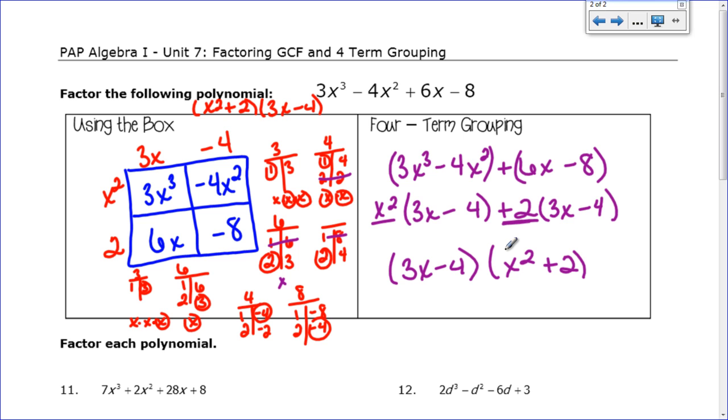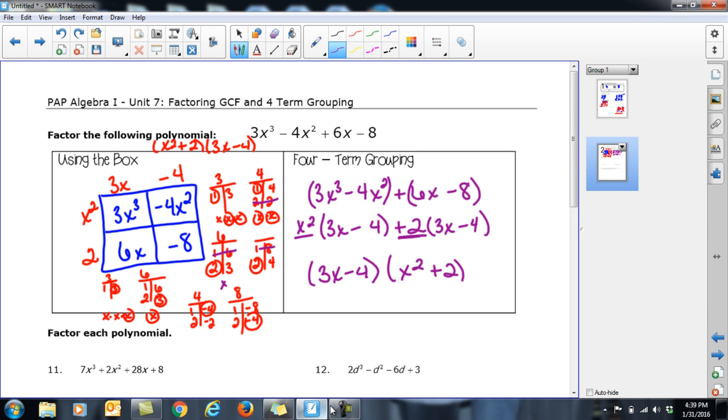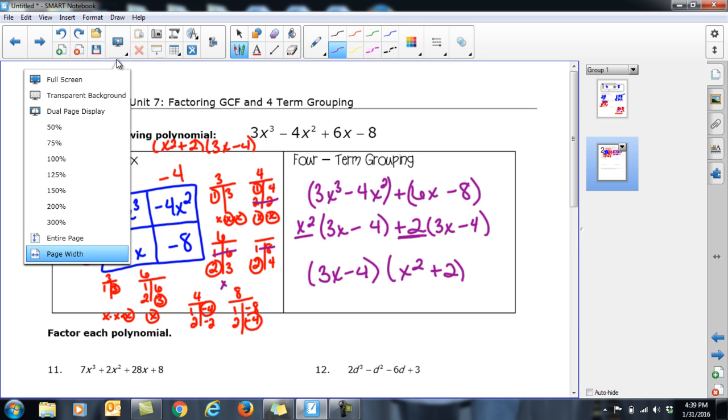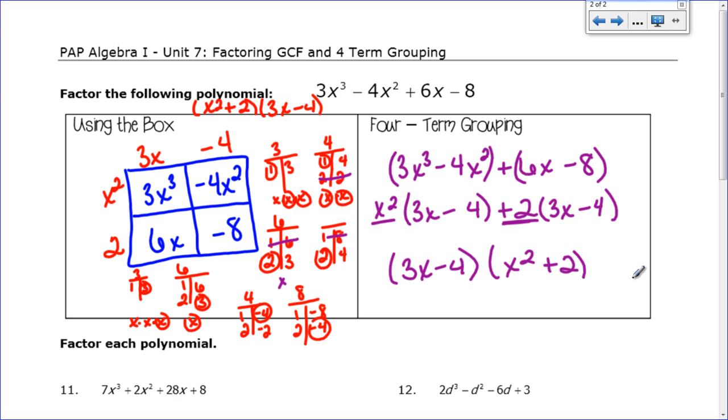So now you have your 2 factors. So hopefully you see that now the 2 factors in both of them match. So the 2 factors for the 4-term grouping are the same 2 factors I got for the box method. They're written backwards from each other, but it's okay. They're the same, so the methods are the same. It doesn't matter which one you use. I prefer the 4-term grouping, but that's just because I don't like drawing a box every time.